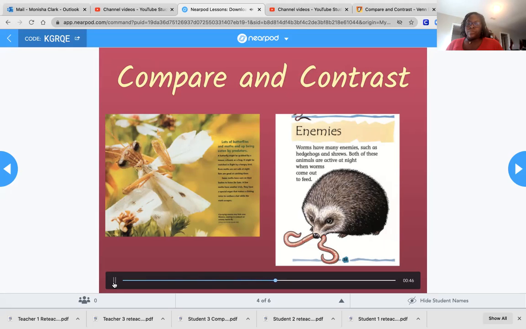The caption for the pictures on this page says, a praying mantis may hide near flowers, waiting to ambush an unlucky butterfly.